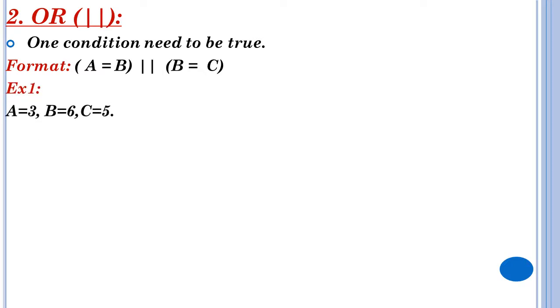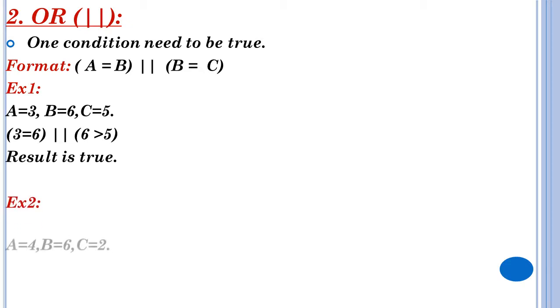First example: A equals 3, B equals 6, C equals 5. I am going to check 3 equals 6 or 6 is greater than 5. Here one condition needs to be true. Instead of equals, greater than, less than, you can use any kind of symbol, but the pipeline needs to be the same only, because you are using the OR condition. What is the output here? Obviously 3 equals 6 is false, but 6 is greater than 5 is true. So the final result is true. Why? One condition needs to be true, either the left side or the right side, then the result will be true. If both are true, let it be, no issue, the final result is true only.